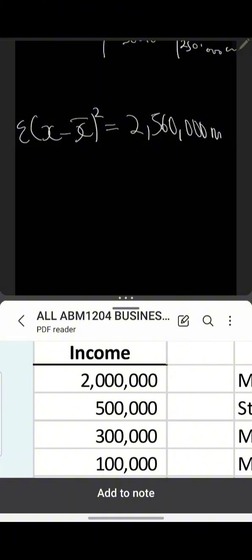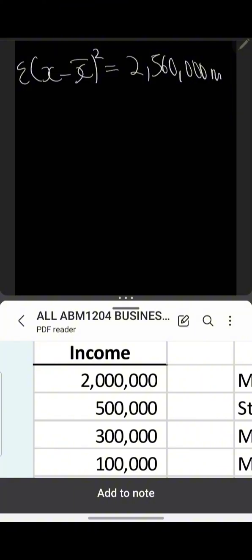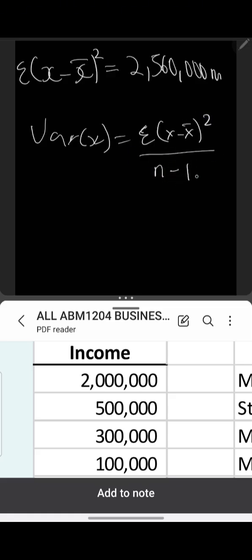Oh wow. Okay. Now what's the formula of variance? First, write the formula of variance. Variance is equal to this one also, it is n minus 1. Then we have our answer.